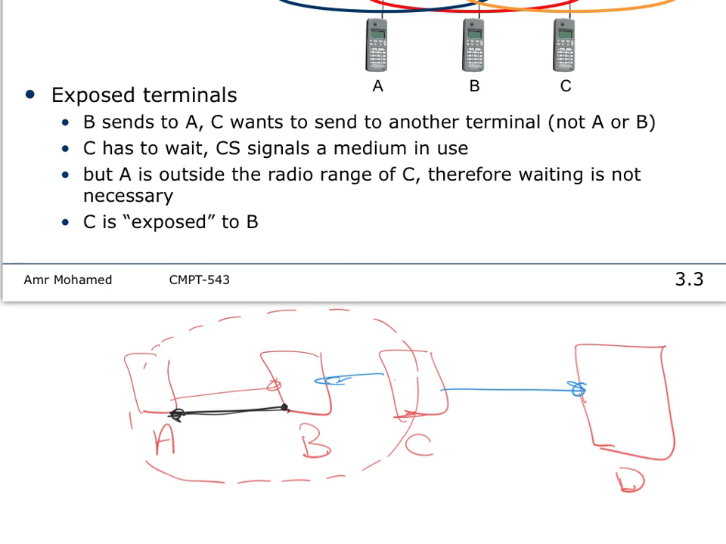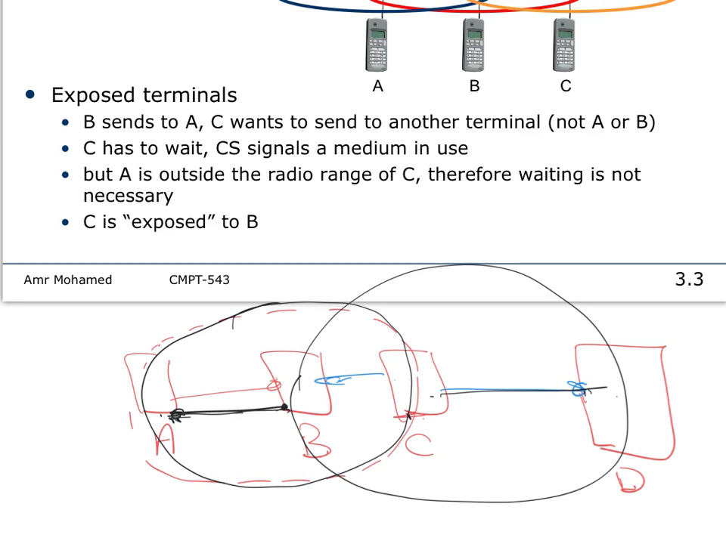So if B is sending to A, then this is the transmission range. Is that clear? This is the transmission range now. So C will listen, will hear that there is transmission happening, and of course A will hear that. A is the receiver, so A will receive it. There's no issue. But because C will hear the same transmission, it will abstain from transmission completely. Even though C is trying to send to D, and D is on the other side, so if I try to send from C to D, the transmission range will be like this. Right?